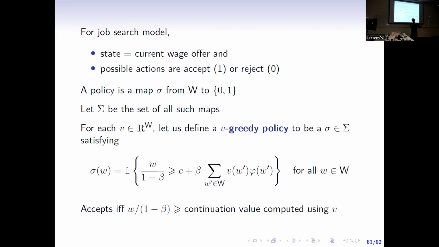The terminology is not that common in economics, but in reinforcement learning and artificial intelligence, they use this kind of terminology. So the idea is think of v as the value function, or an approximation of the value function. I use it to compute my continuation value, I compare it to the stopping value, and I decide what to do. So that's all of v-greedy. Treat v like the value function and act accordingly.